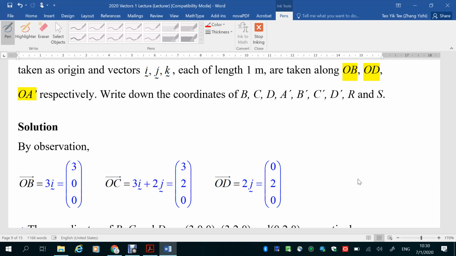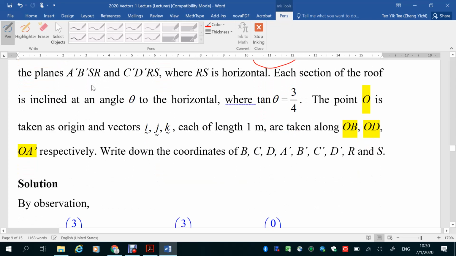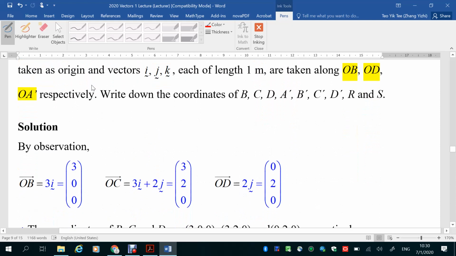Okay, for those who are having problems, let me roughly run through the theory. You need to take note of this information here. They tell you OA', BB', CC', DD' is 2 meters. And here the point O is taken as the origin. OB is 3 meters, BC is 2 meters. So this is the information that will help you decide what the 3 column vectors are.